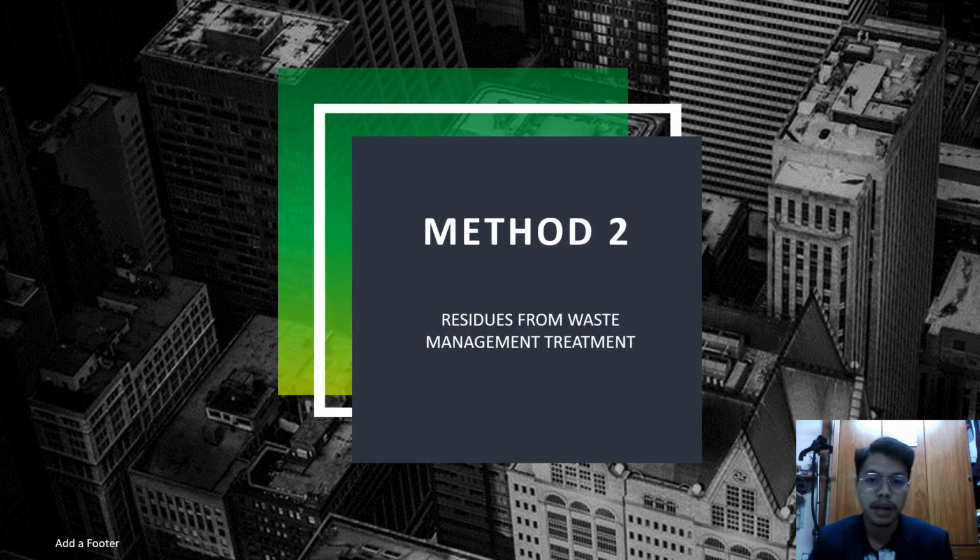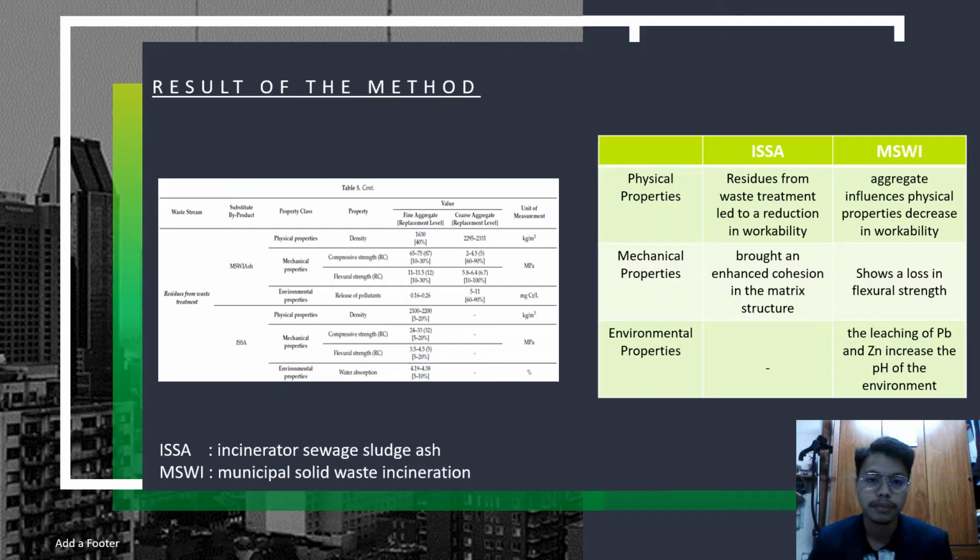This is the second method, residue from waste treatment. First, we look at the ISSA, incinerator sewage sludge ash. Residue from waste treatment led to a reduction in workability due to the hygroscopic behavior of ISSA particles and their increase in porosity. The use of ISSA fine aggregate in concrete brought an enhanced cohesion in the matrix structure. As a result, an increased strength has been detected.